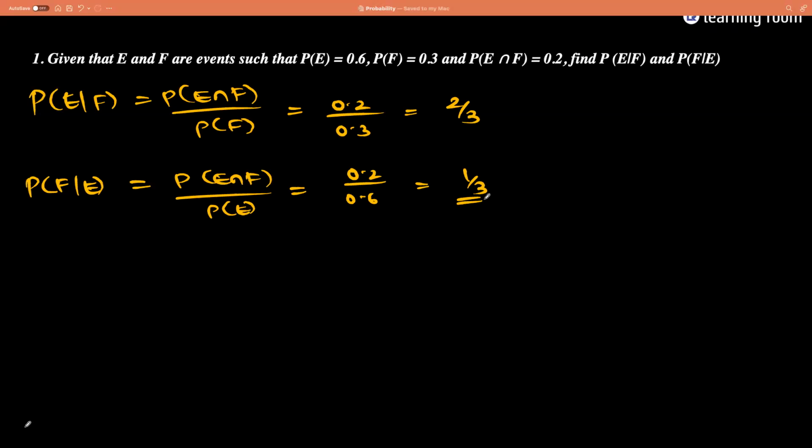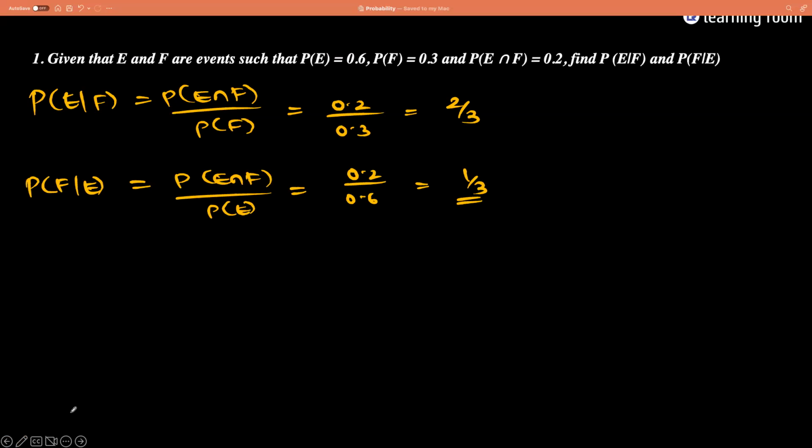Sir, tell me. Sir, does probability of E given that F plus probability of F given that E add to 1 always? Not necessarily, but here we are getting it. So could you give a case where it doesn't add up? Let's do, you yourself do and see. No, let's try to do and see.